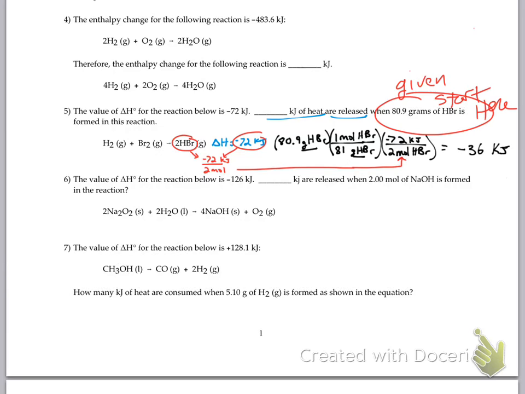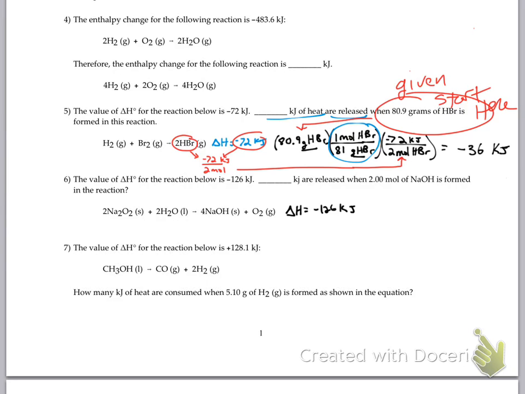Cool. So there's our stoichiometric equation. Just to review, we start with what's given. Here, we converted to moles with our molar ratio. Then we multiply that by our enthalpy here. Excellent. Let's go to the next one.